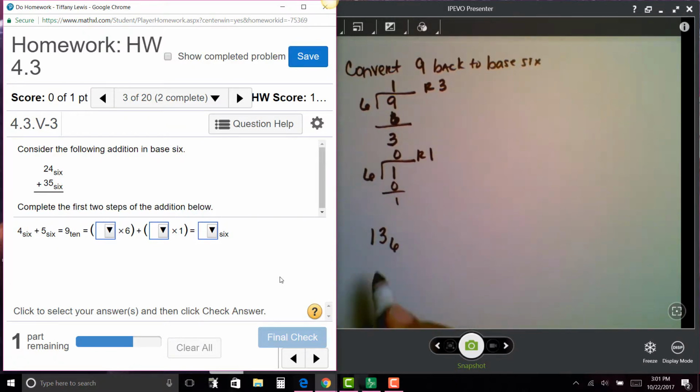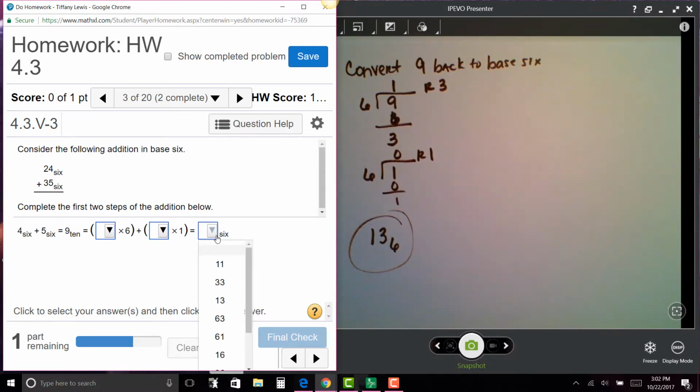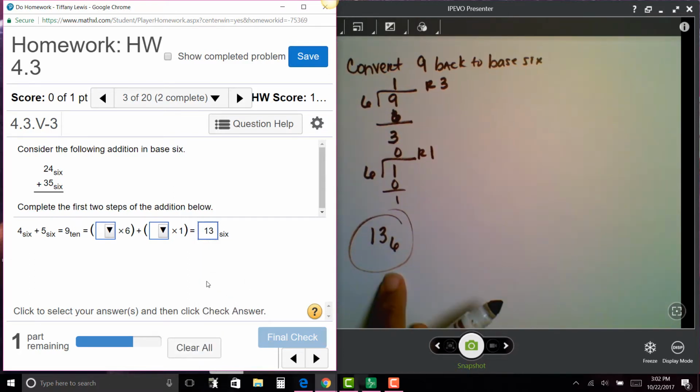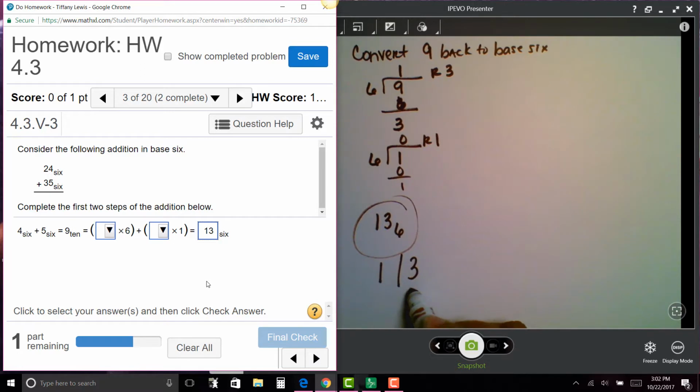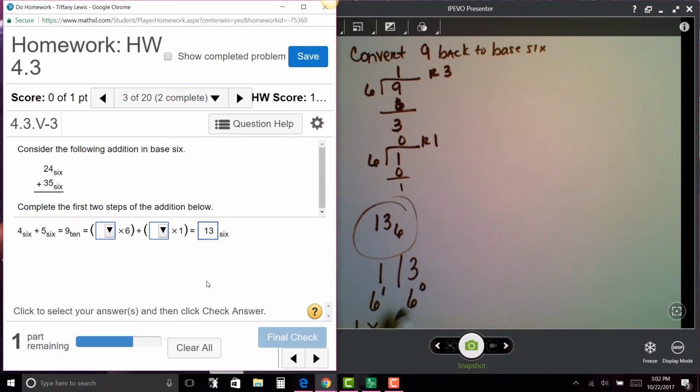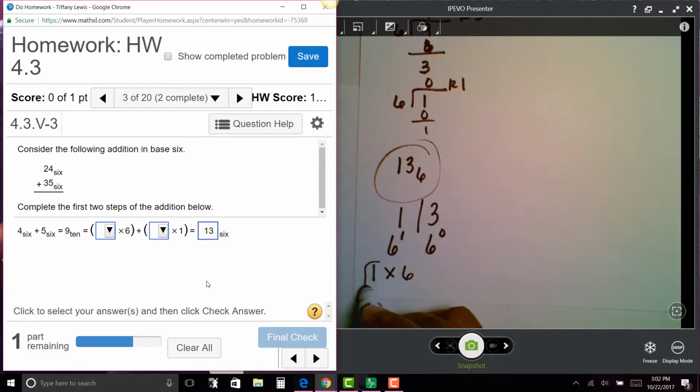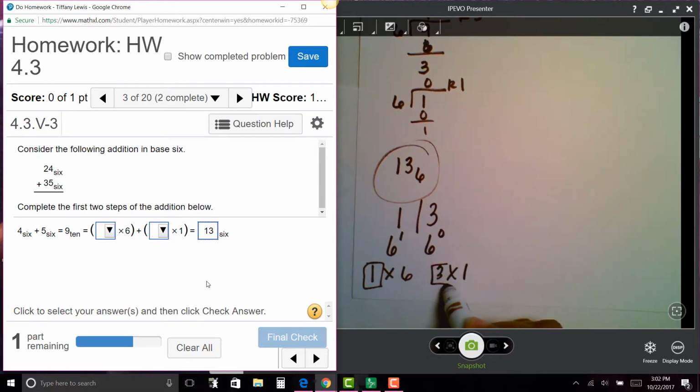So let's write that in. So 13. And then what we're going to do is take this 13 base 6 and convert it to 10. So 6 to the 0 and 6 to the first power. So then this would be 1 times 6. And then this would be 3 times 1.